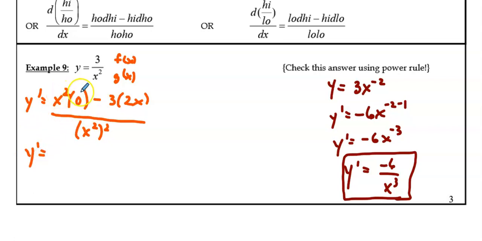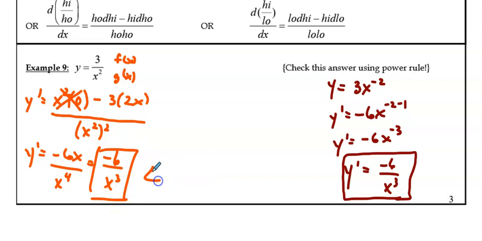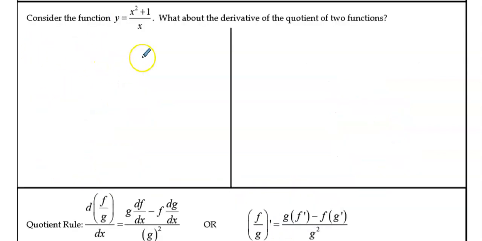Let's simplify this down. So this becomes 0, and this is going to be minus 6x on the top, and the bottom is going to be x to the fourth. And then if I want to simplify this down a little bit, I'm going to take out an x in both of them. And sure enough, we get the answer choice that we have over there. Okay, so that's all that we do with the quotient rule.